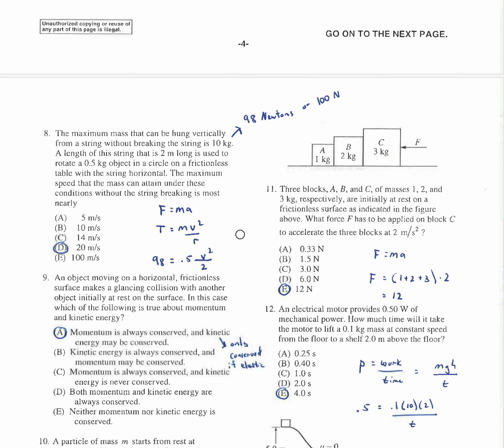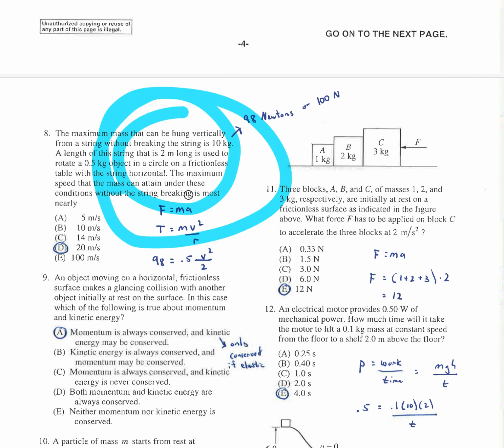Number 8 is a circular motion question. You're taking this mass and you're going around a circle. That was a terrible circle, but we'll take that. And so we start out with forces. F equals ma. The force causing circular motion is tension. And then we can replace a by v squared over r, or we can replace it by omega squared r. In this case, we want the velocity, so let's leave it as v squared over r, and then you're just kind of plug it in.